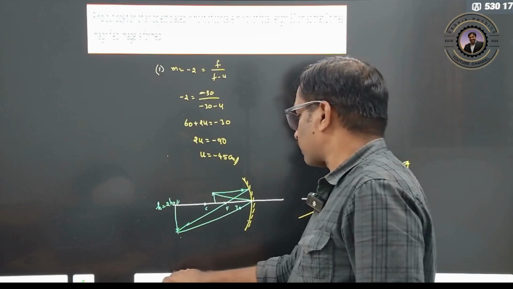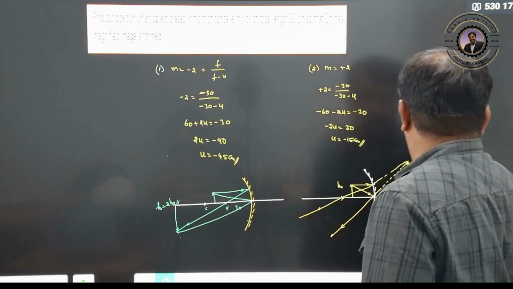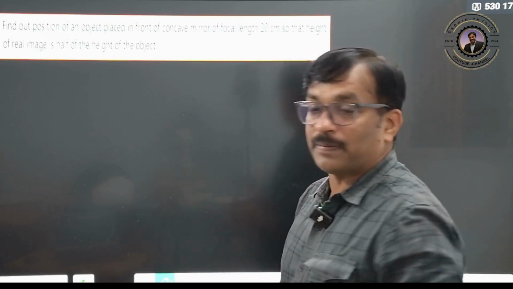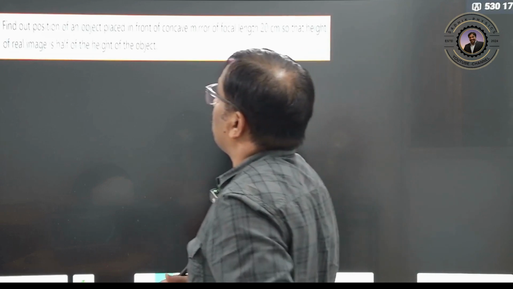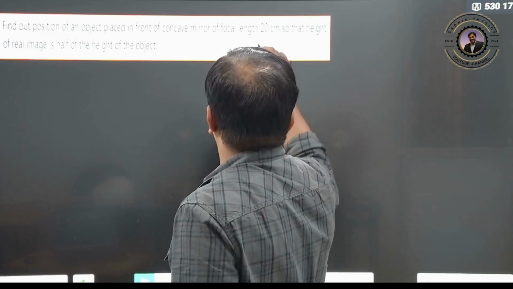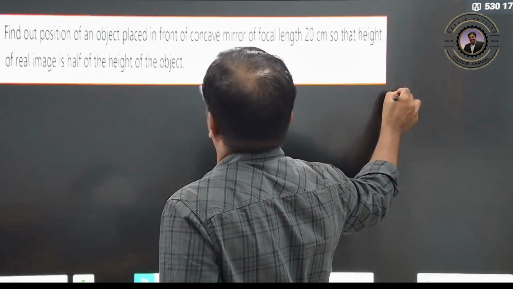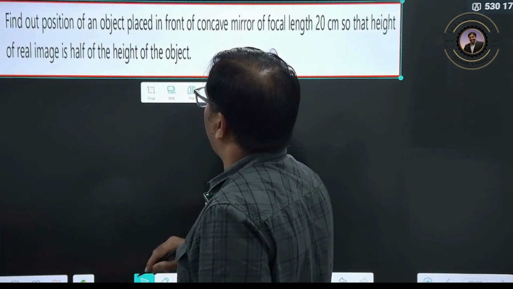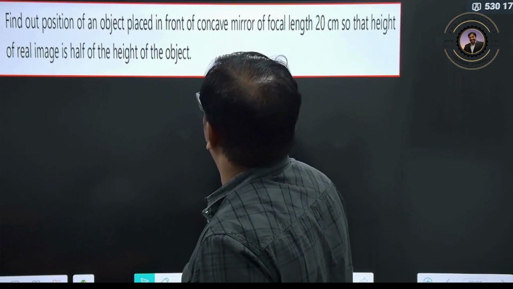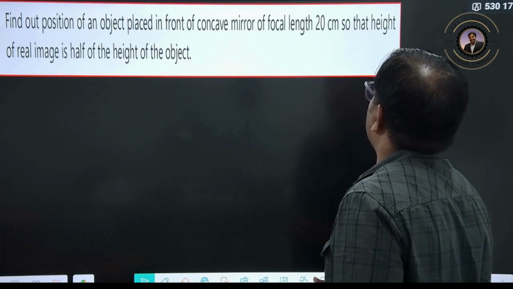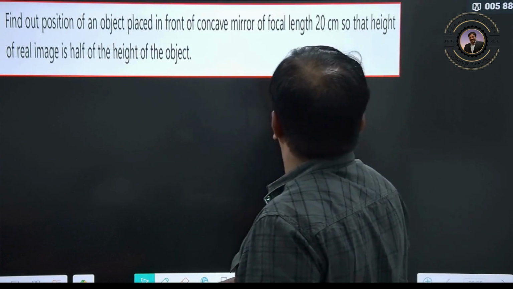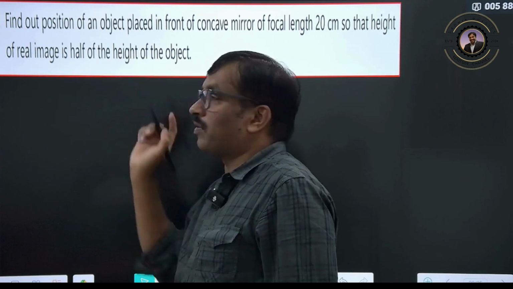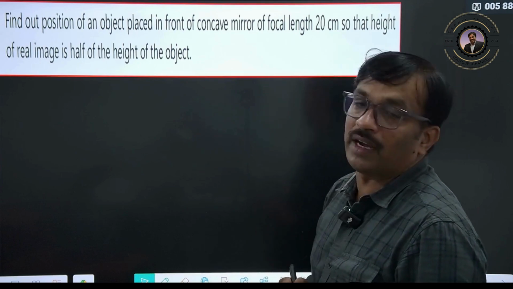Yeah, I think till now you understood what spherical mirrors are. Now we will go for one more question here. Find out the position of an object placed in front of a concave mirror of focal length 20 centimeters so that the height of the real image is half of the height of the object.